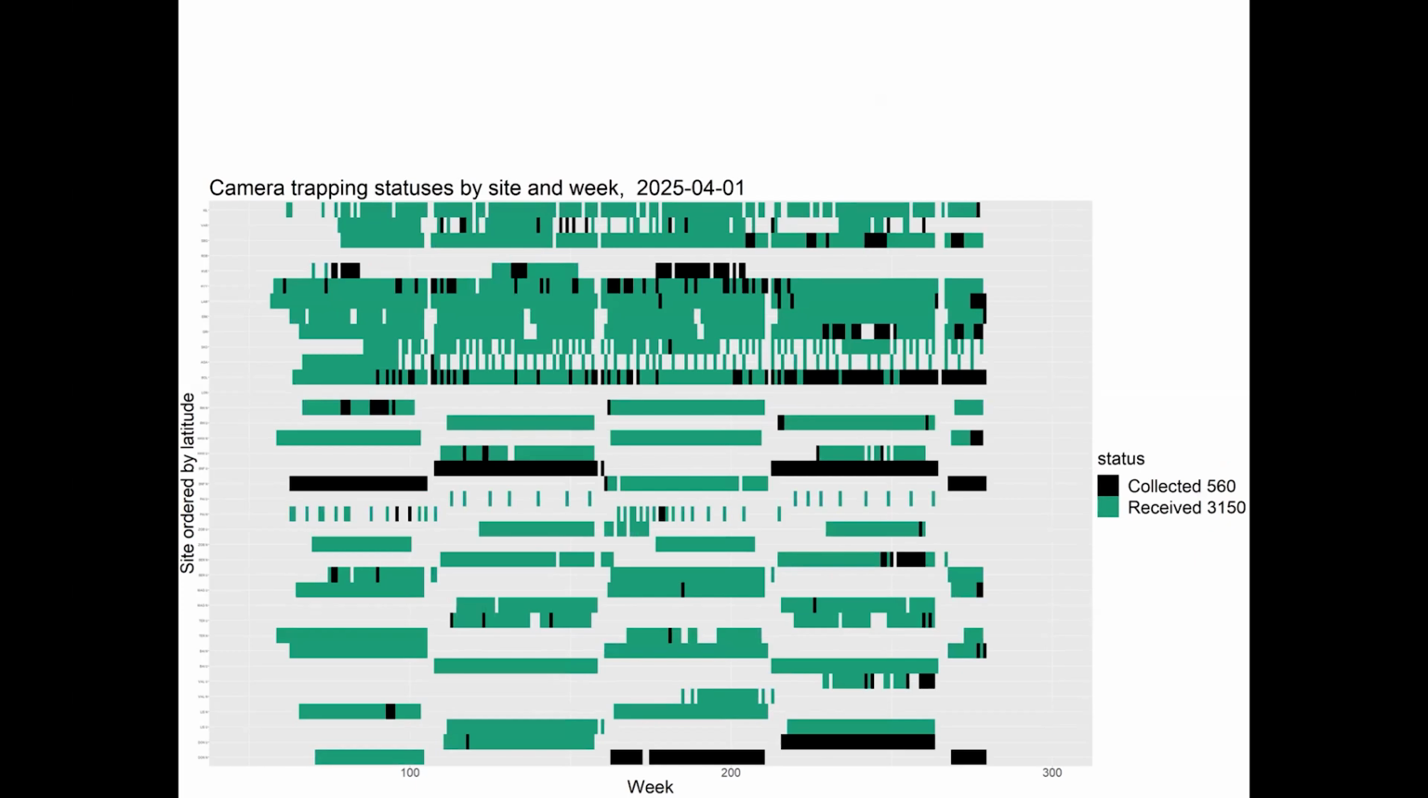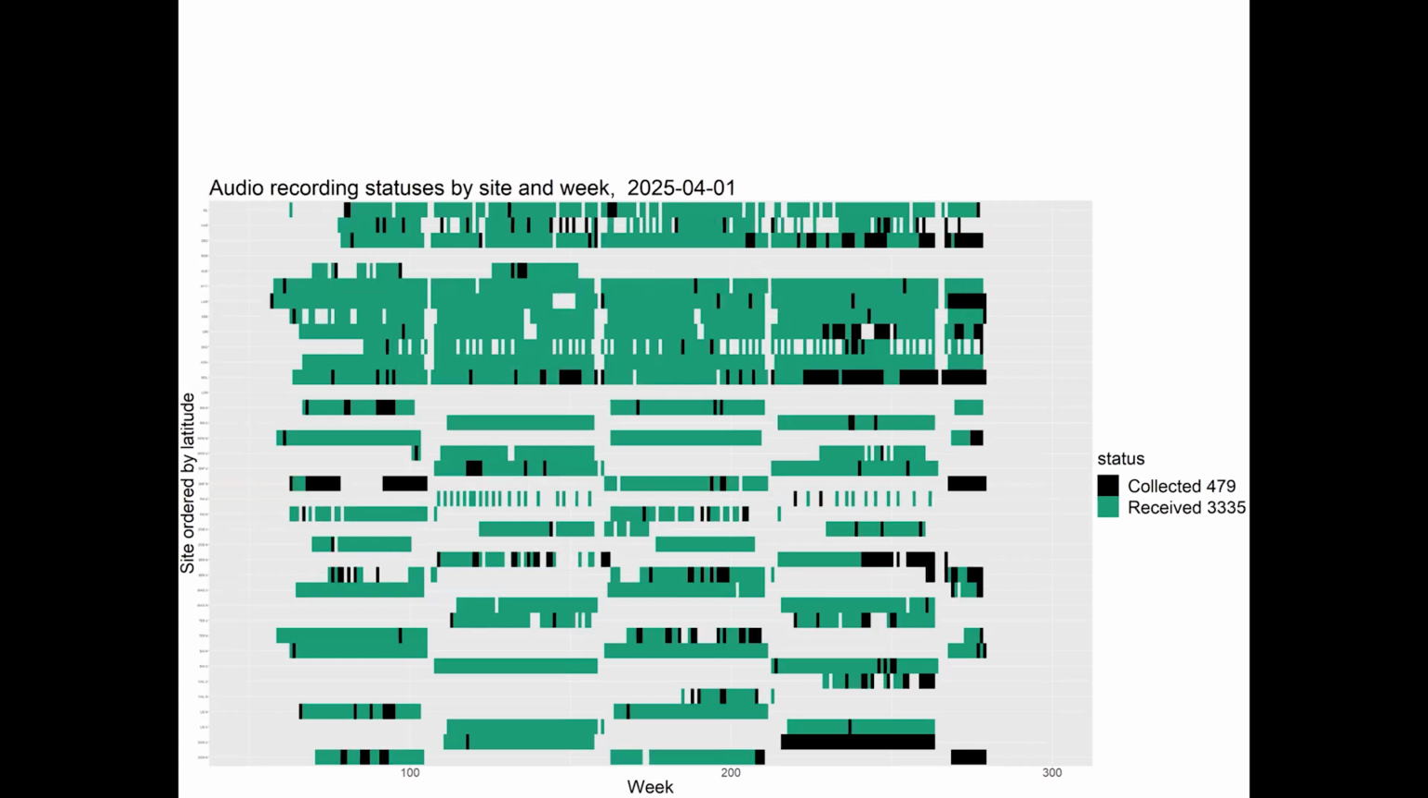For camera trapping, we just have black and green. So black is data weeks that have not been uploaded to us yet, and the green ones have been uploaded to us. Again, a couple of sites there haven't uploaded data, so that's something that will be very important. But mostly other sites have done a really nice job of keeping their data up to date with us. And the same basically for audio data.